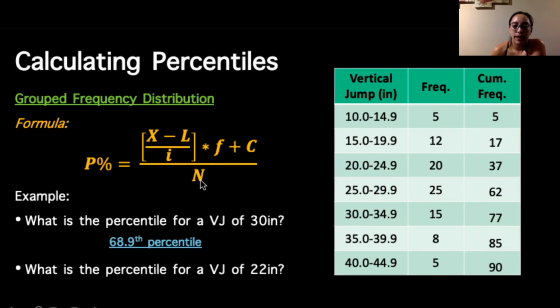And then we divide by our sample size. When we put all of that together, you should get the 27.8th percentile or 27.8%. In other words, a person who has a vertical jump of 22 inches performed better than 27.8% of the sample that was collected. Okay.